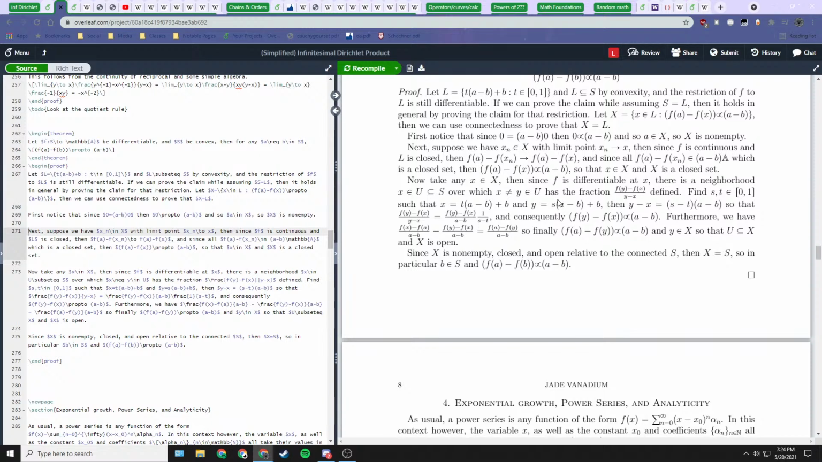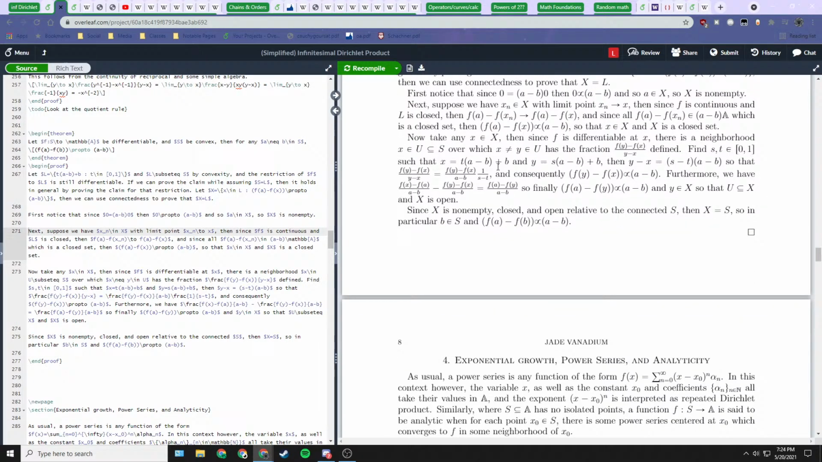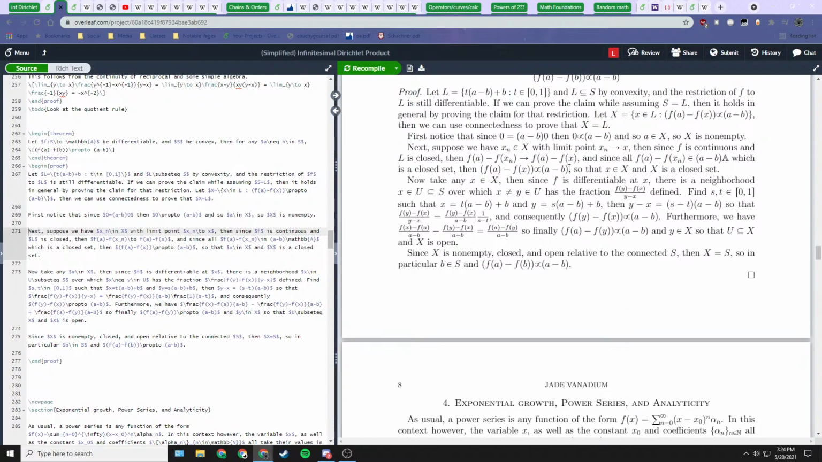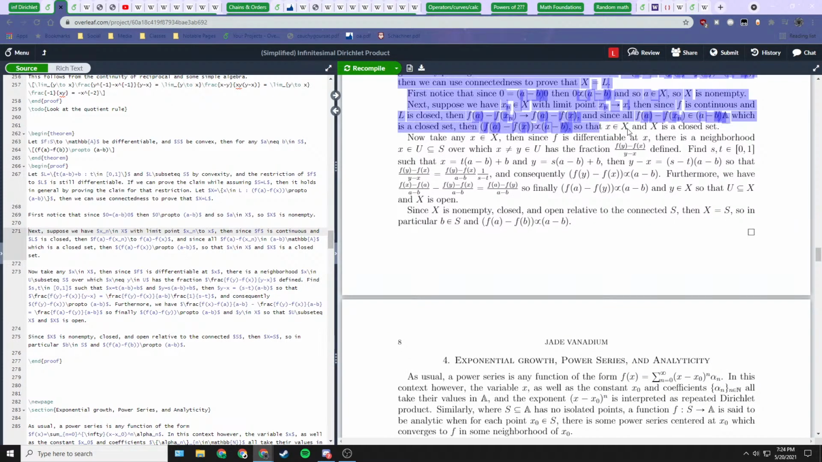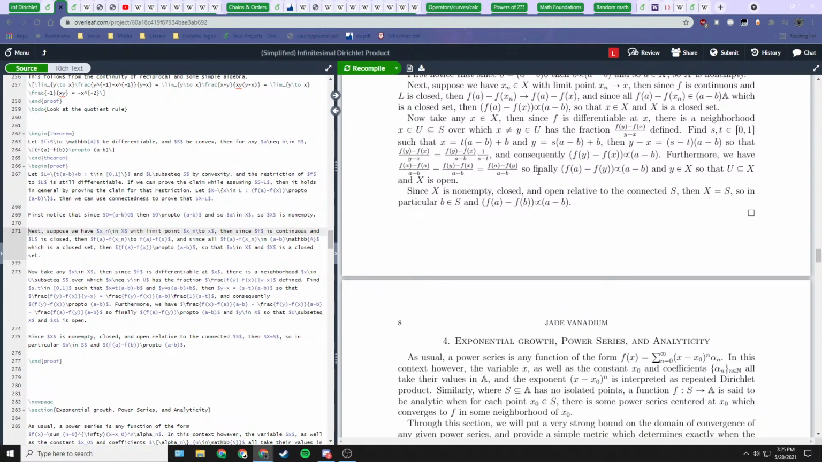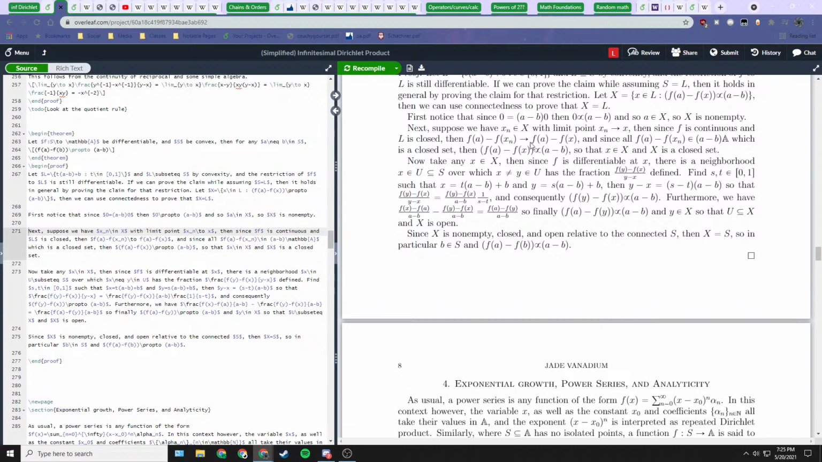That's a closed set by one of our theorems. So it follows that this limit is also proportional to A minus B. So the limit point x is also in the space big X. So big X is a closed set. So that's non-empty and closed.